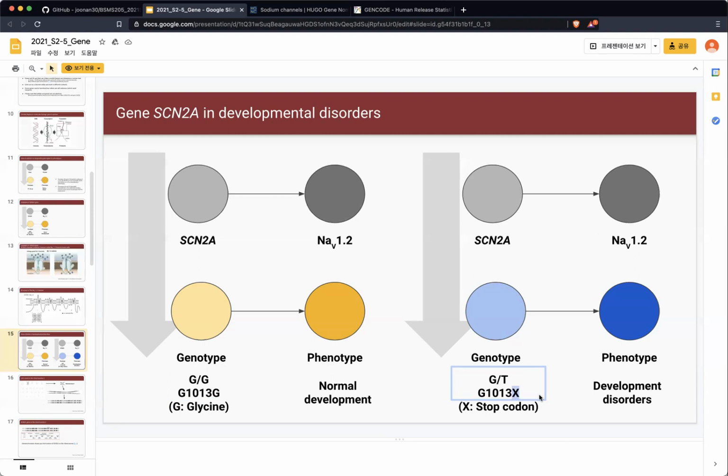And because of this malfunction of SCN2A, that individual is going to have developmental disorders, because SCN2A is critical in early brain development. That can lead to abnormal development. Once you have a stop codon in that protein, it's going to cause the developmental disorder, right?